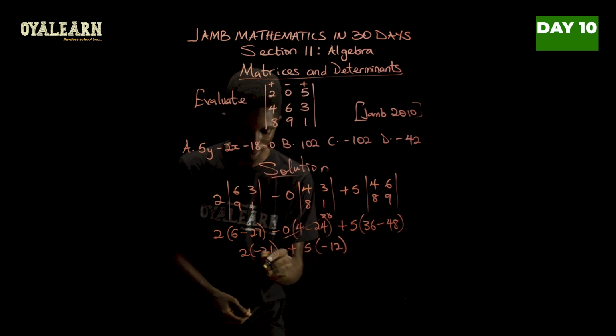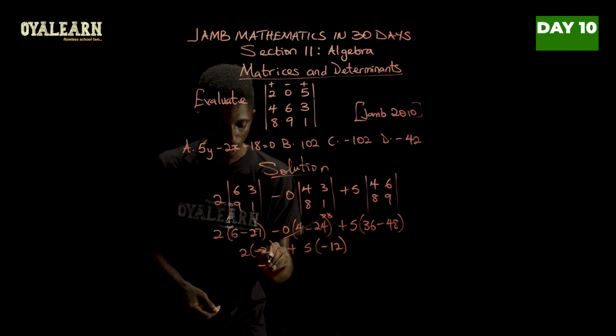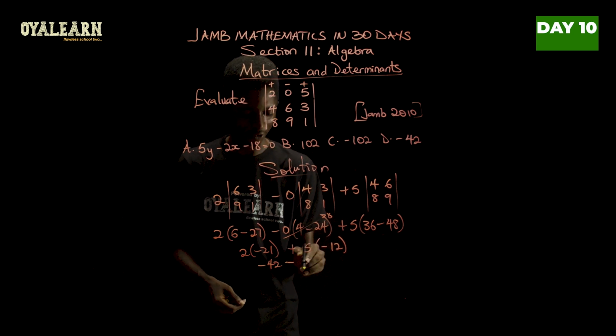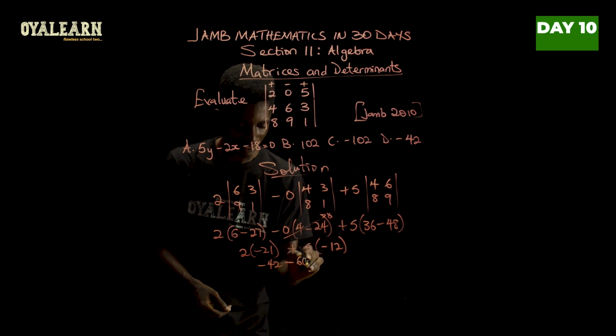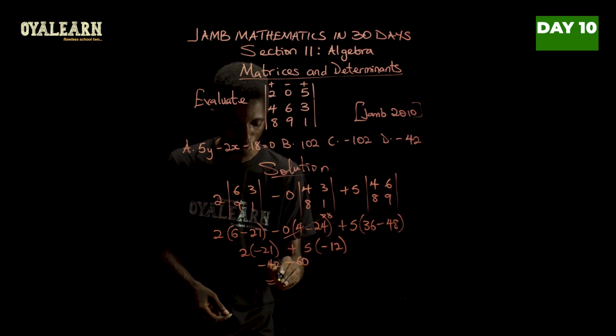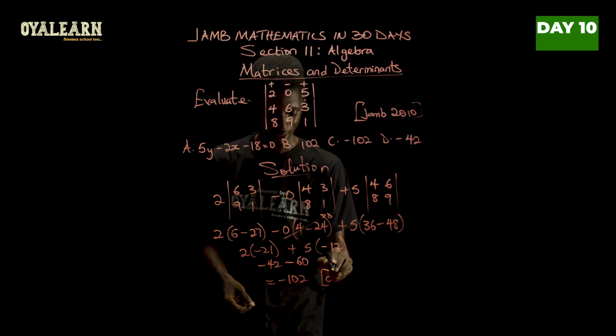Now, let's expand this. 2 times minus 21, this will give us minus 42. Plus times minus is minus. And then 5 times 12 is 60. And then when we do this, our final answer will be minus 102. So the correct option to pick here is C.